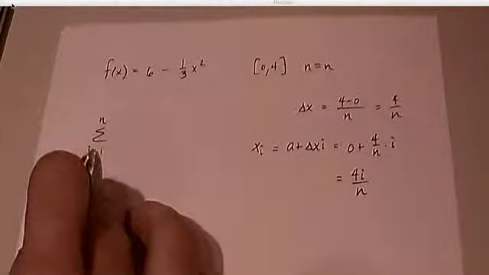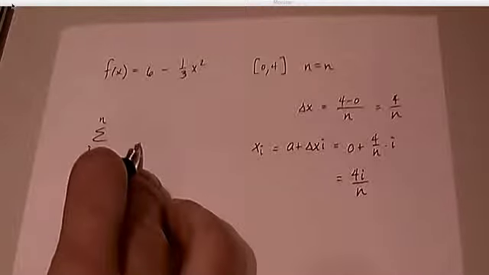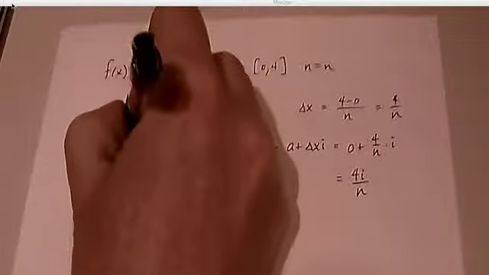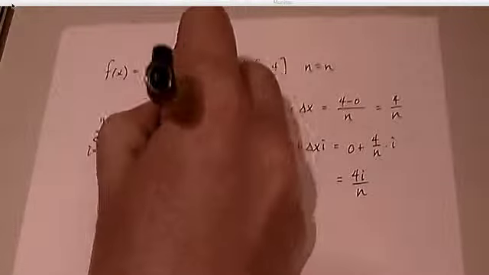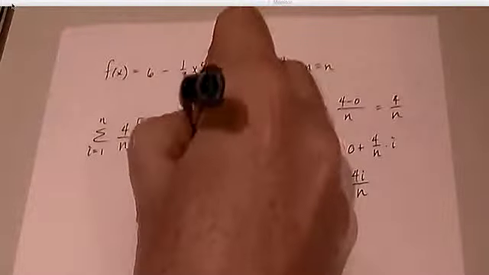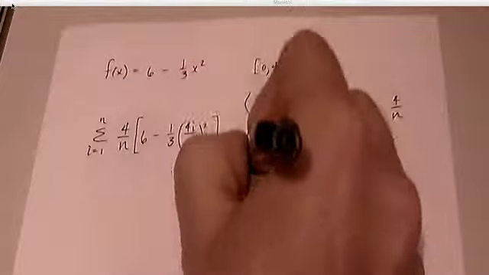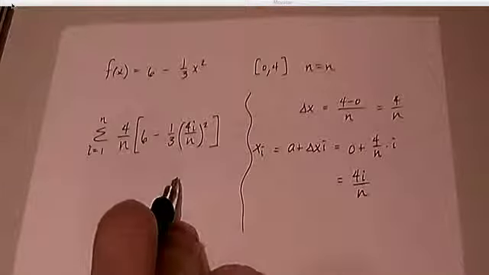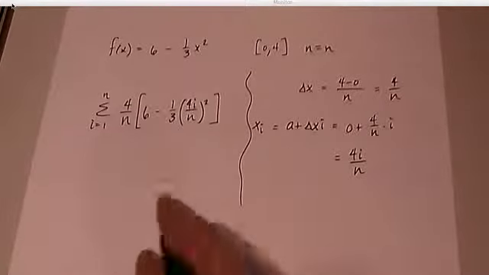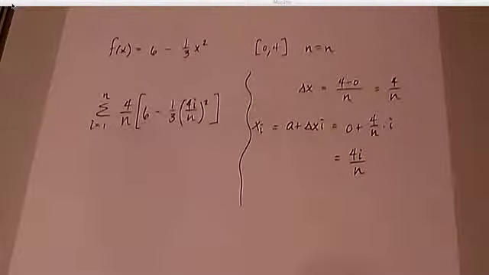So we know that this sigma, I need a delta x and I need an f of x sub i. So delta x is 4 over n, and f of x sub i is 6 minus 1/3 times 4i over n squared. Okay? Now, I'm doing exactly the same thing I did for n is equal to 4 and n is equal to 8. I'm just doing it in the abstract for n is equal to n. Okay? I don't want to specify what my n value is. I want to have it in the abstract for any n value.